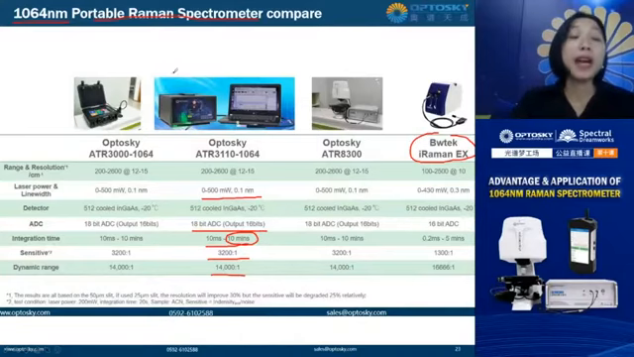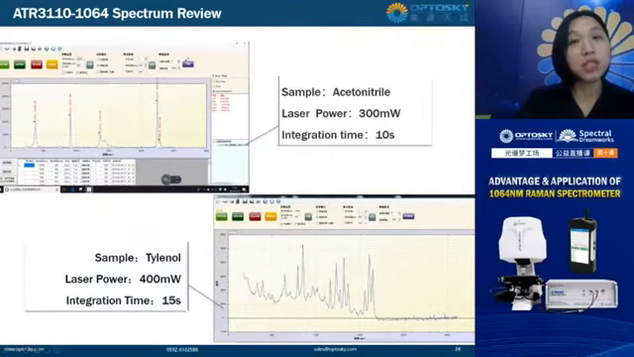So opto-sky, and also we have to introduce that one of the very famous professors in China, at Zhejiang University, has compared opto-sky to 1064 Raman spectrometers from all the market, and found that opto-sky's 1064 performance is the highest in the market till now. So we are very glad to introduce our 1064 nanometer Raman spectrometers to you.